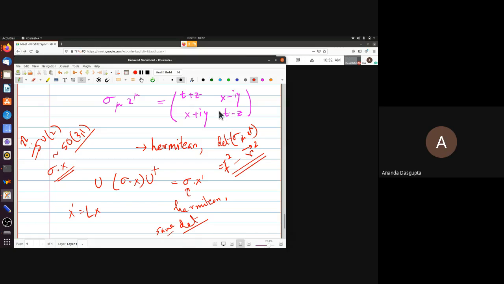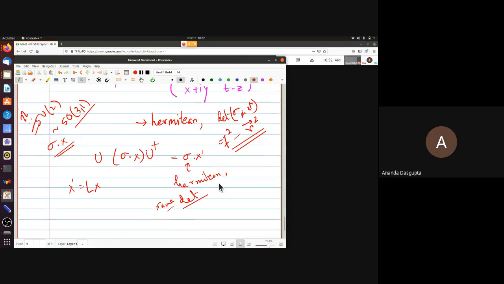So I should be able to write this result as sigma dot x prime. That's what I already assumed. And this sigma dot x prime is Hermitian, and since the determinant is the same, it's a Lorentz transformation. So you were saying something about rotations. What?